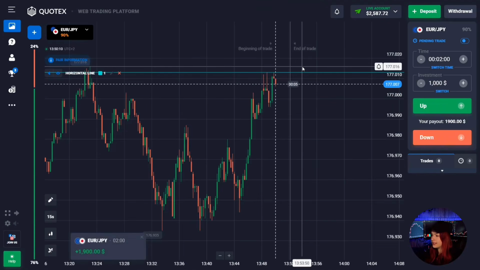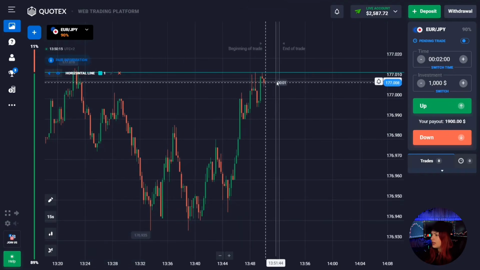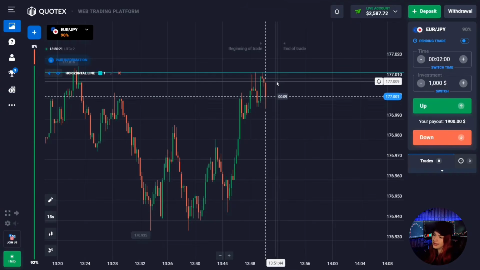So guys, that's quite good. The price really continued to move to the level and we get a profit. 2 minutes was just enough for us. We managed to work with you on this upward movement. And well, let's continue our trading session.